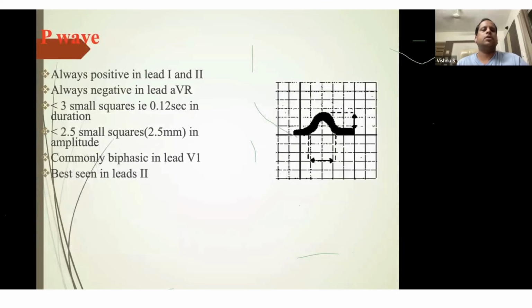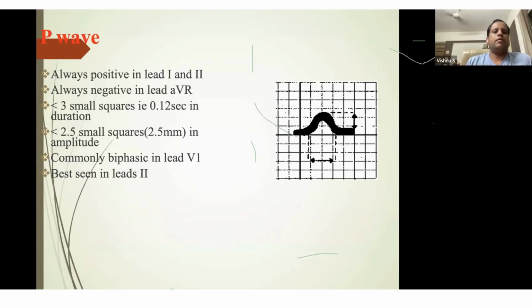Then QRS, then usually we will not go to the P wave, the durations mainly. The P wave is usually positive in leads 1 and 2. It will always be negative in lead AVR because it looks at the heart from above. The heart is activated from the base towards the apex, so lead AVR, looking from above, will inscribe a negative P wave and negative QRS.